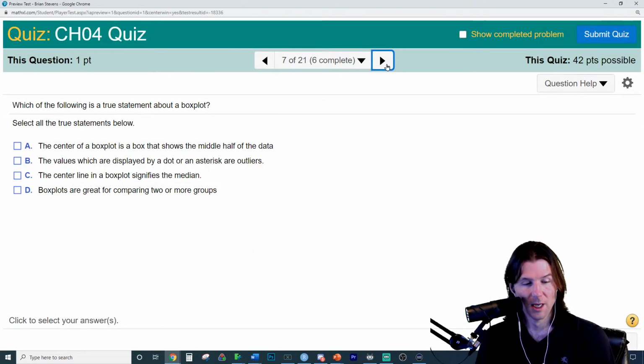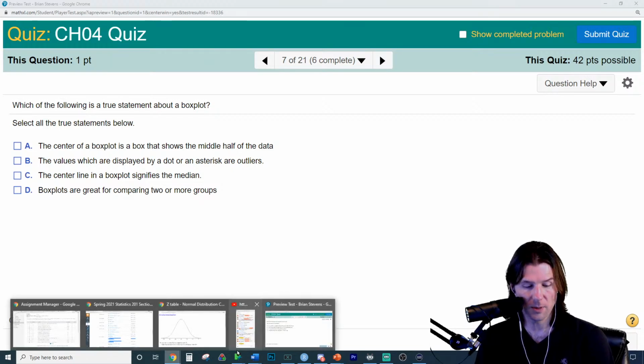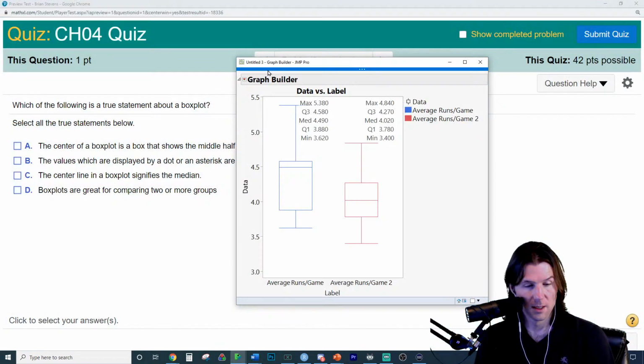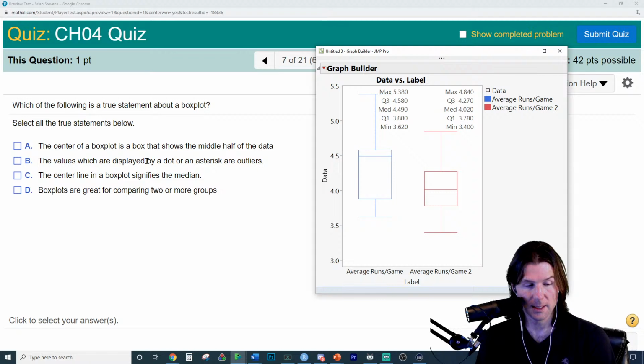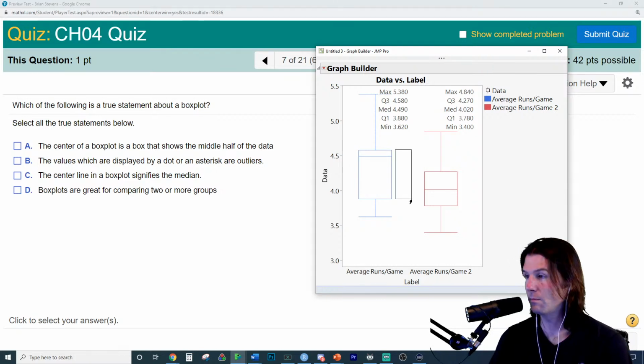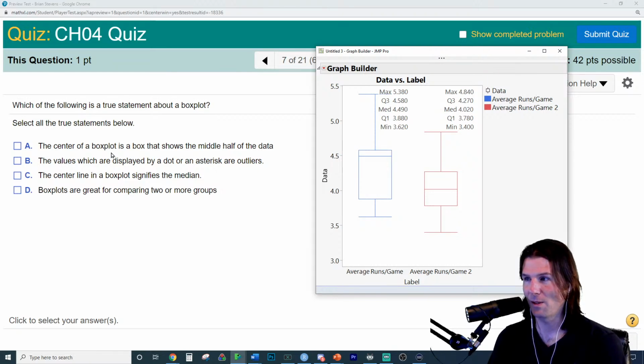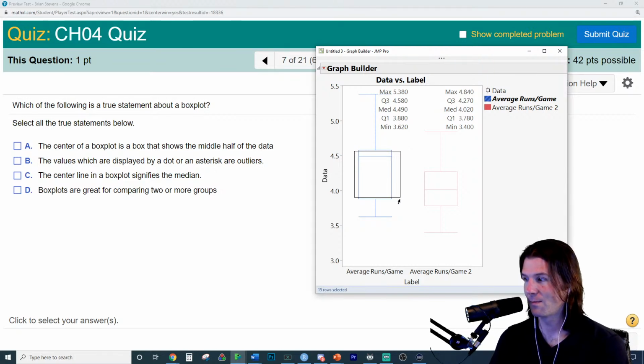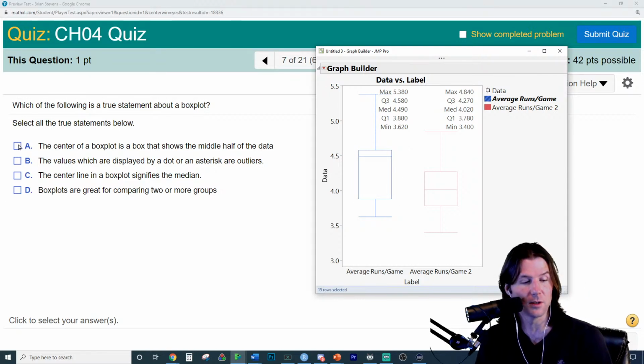But we should know: which of the following statements is true about a box plot? Let's take a look at our box plot to see which one's true. The center of a box plot is a box that shows the middle half of the data. Is this the middle 50%? Here's a box that shows the middle half of the data. That seems very, very true to me. That is the IQR, which represents the middle 50% of the data. So that is very, very true.